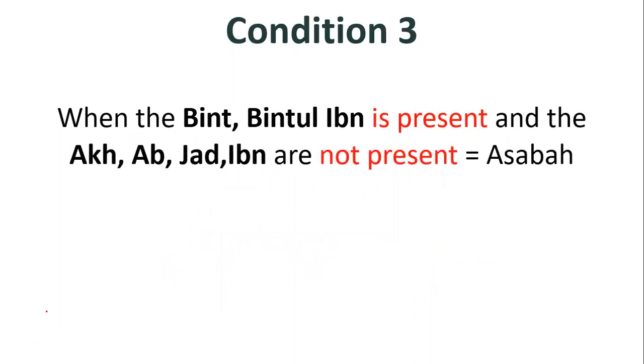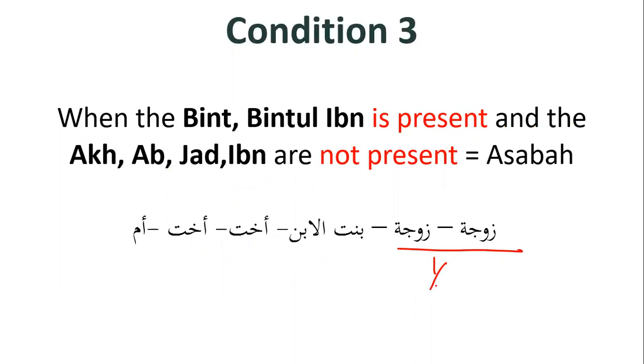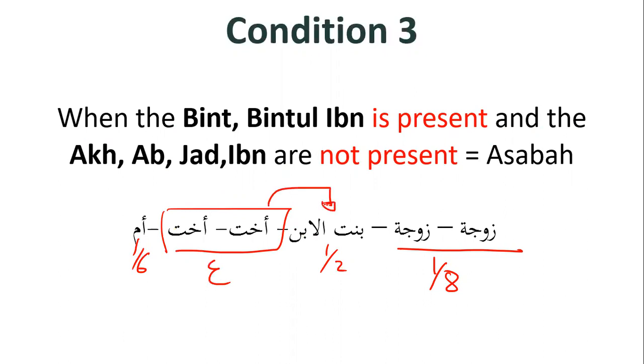Another example for condition number 3. Again, let's read the condition out. When the bintul ibn is present and the akh, abjad ibn are not present, then the ukht will receive asaba. Over here we can see zawja will get 1/8, bint half, bintul ibn will get 1/6. Now the 2 ukhts over here together would become asaba. Why? Because of the bintul ibn being present. Therefore, we said that the ukht will become asaba.